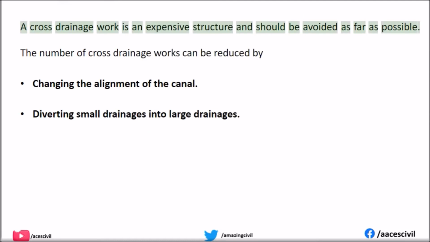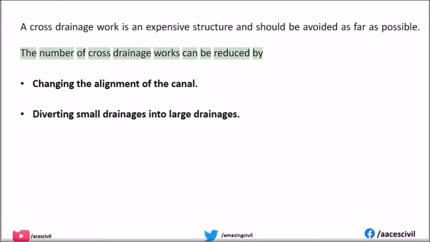A cross-drainage work is an expensive structure and should be avoided as far as possible. The number of cross-drainage works can be reduced by changing the alignment of the canal, diverting small drainages into large drainages.